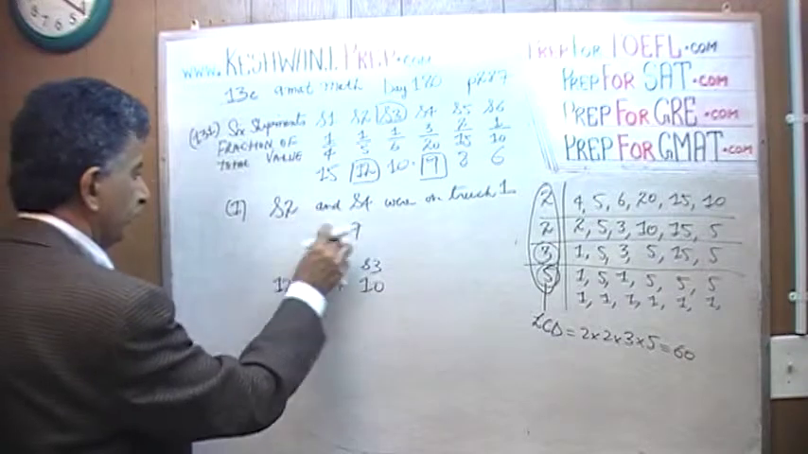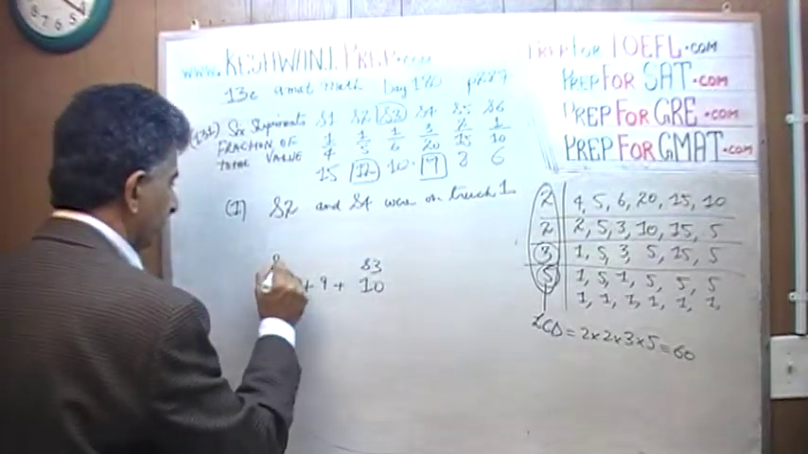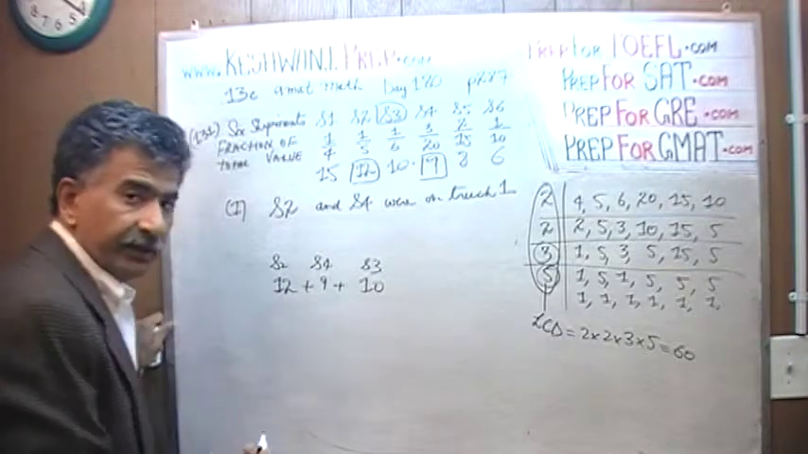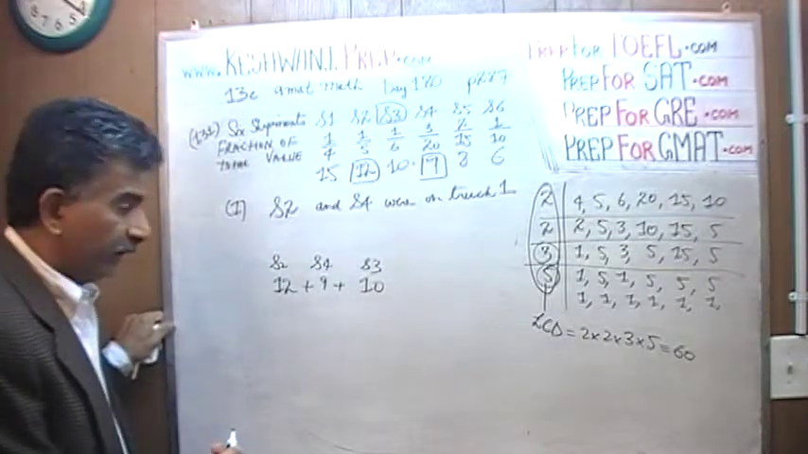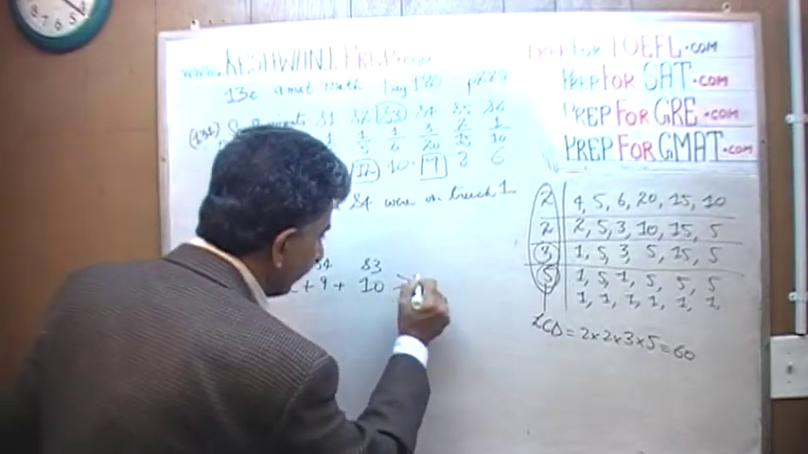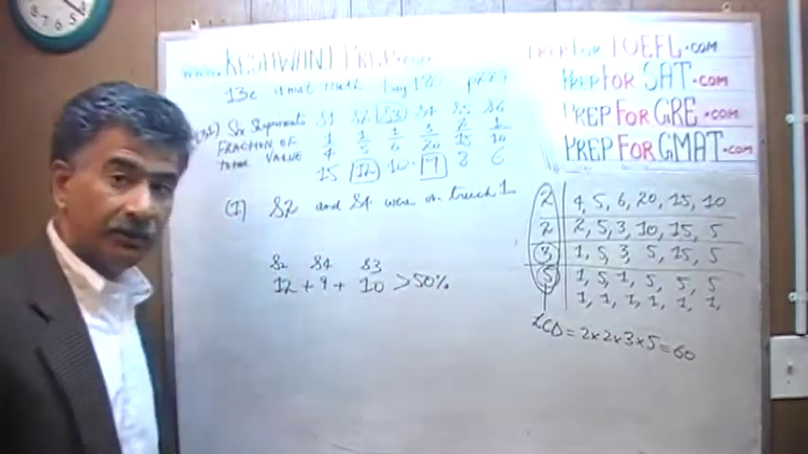Let's erase this part here so it doesn't confuse us. This is shipment 2. This is shipment number 4. 12 plus 9 is 21. 21 plus 10 is 31, which of course is more than 50%, because 50% would have been 30 tons.